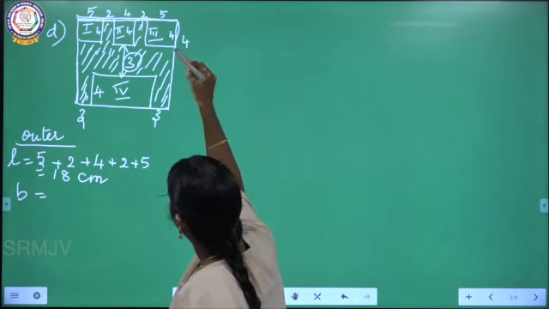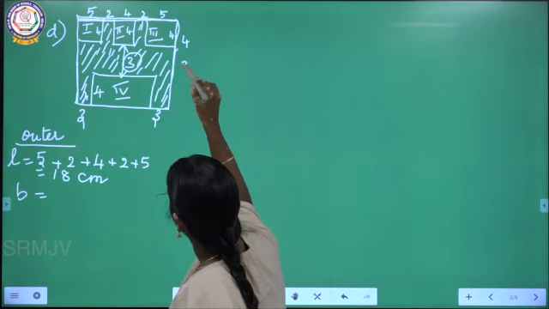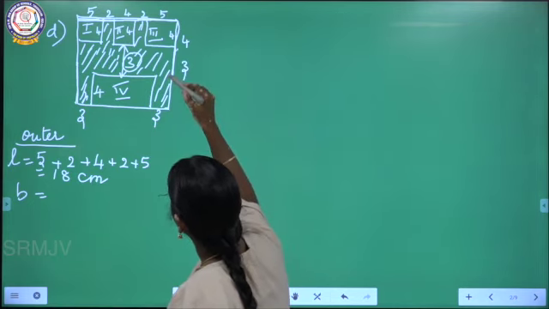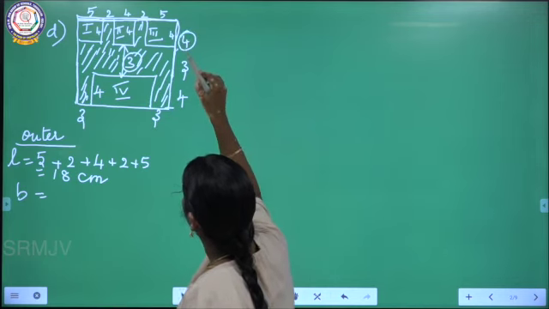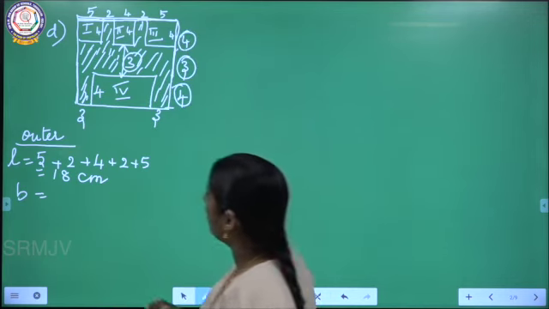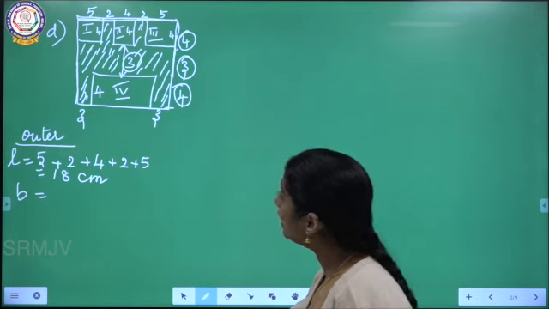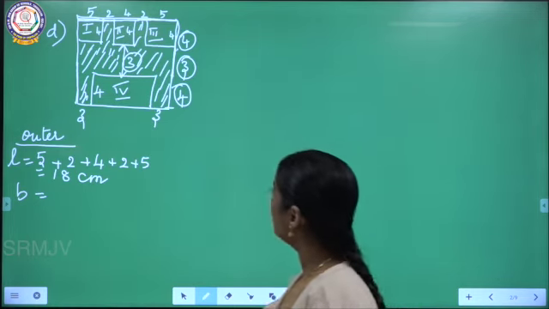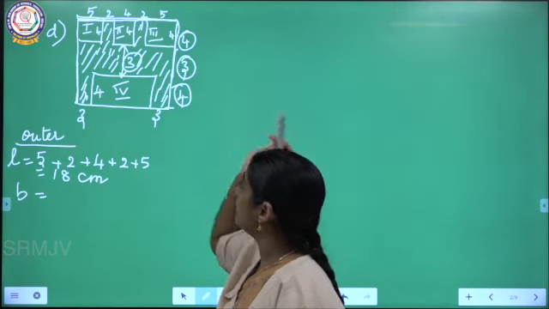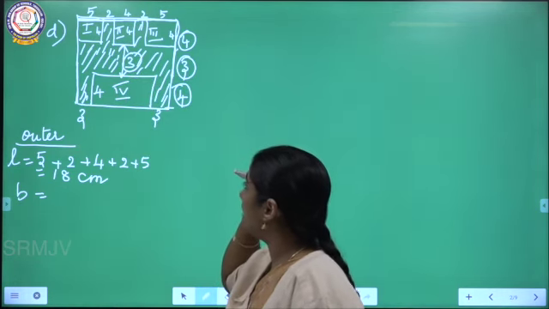what? 4, and from this part to this part is what? 3, and from this part to this part is what? 4. So, I am going to add all those things. Can you find out how I am going to find out the breadth for this? Listen, I have written the length. Now I am going for the breadth.